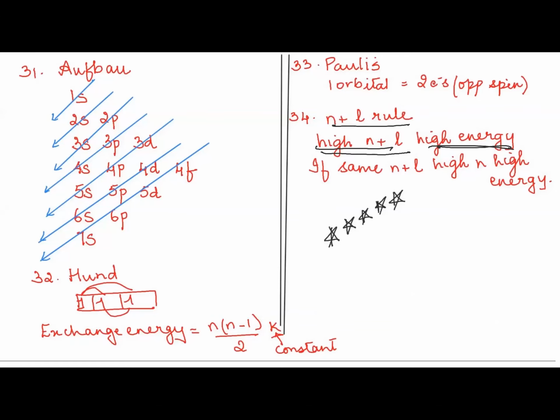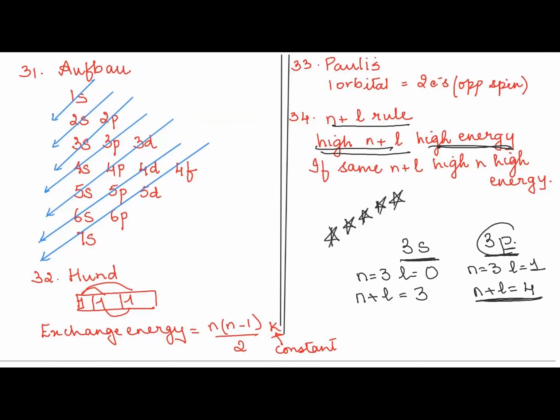Say, for example, I'm taking 3s and 3p. What is n here? 3. What is l here? 0. What is n plus l here? 3. Here, n is 3, l is 1, p, right? So l is 1. So what is n plus l? 4. Who has higher n plus l? 3p. So who has higher energy? 3p as compared to 3s.